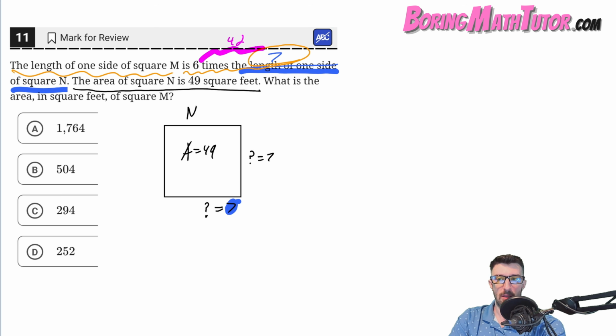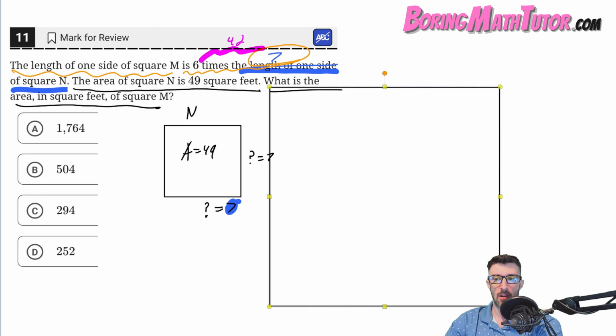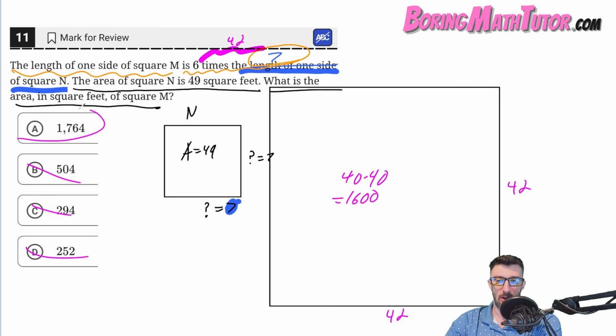So they're telling me that the length of one side of square M is 42, and then they want to know the area of square M. Well, clearly that's going to be a much bigger square where it's going to have 42 for each of its side lengths. Now, 42 times 42, well, that's kind of like 40 times 40, which is 1600. And clearly all of these are too small, so it must be A.